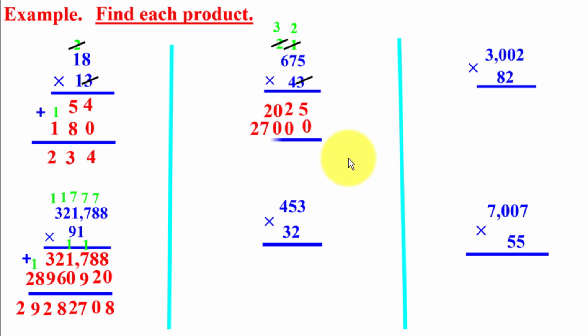Now what is the second step? Ask yourself. Yes, write a line and add the two partial products. 5 plus 0 equals 5. 2 plus 0 equals 2. 0 plus 0 equals 0. 2 plus 7 equals 9. And bring down 2. Now we have here a 5-digit number. It will be 29,025.